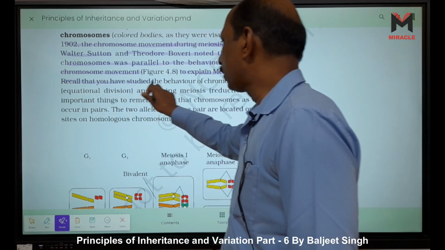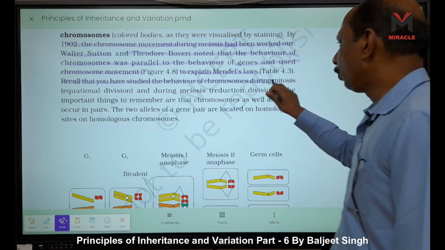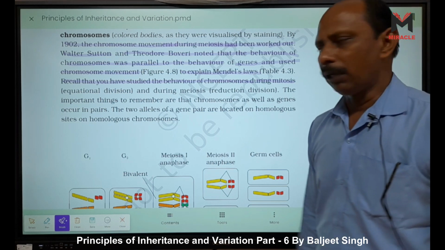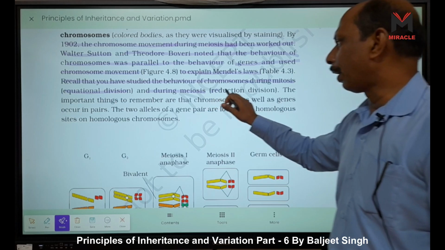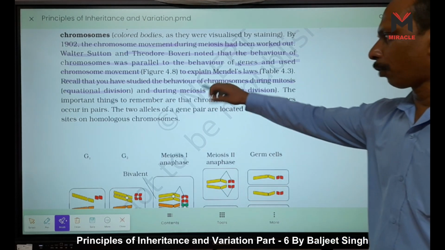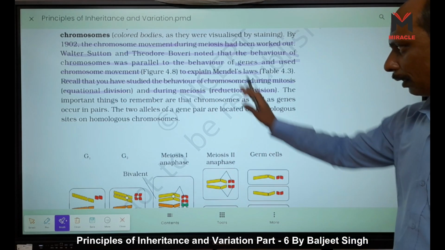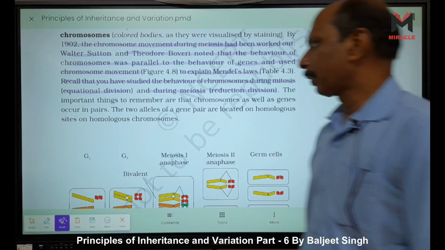Recall that you have studied the behavior of chromosomes during mitosis, meaning equational division, and during meiosis, which is called reduction division, in which the number of chromosomes is reduced by half, right?